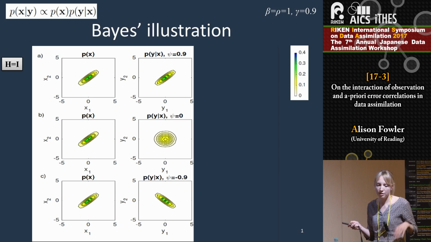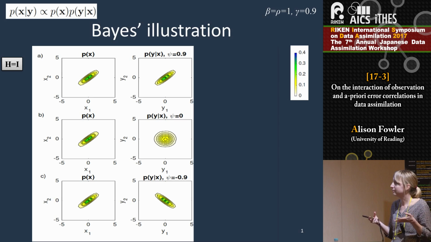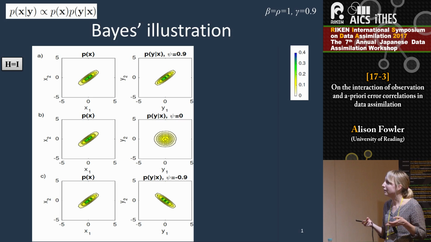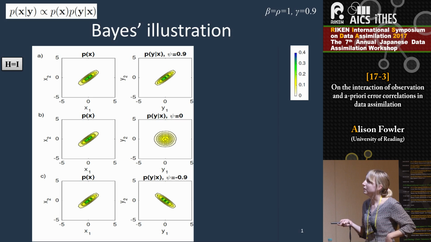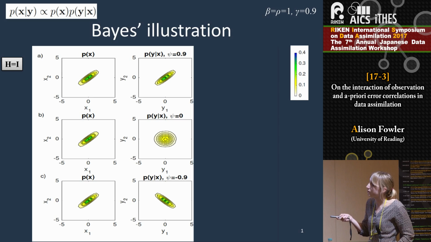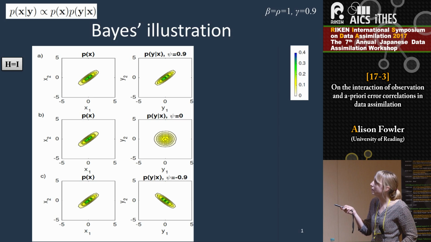To start off with, I wanted to give a graphical interpretation of what's going on. This is just an example of Bayes' theorem. In the first column, I have my prior distribution, which in this case has a variance of 1 and a correlation of 0.9.